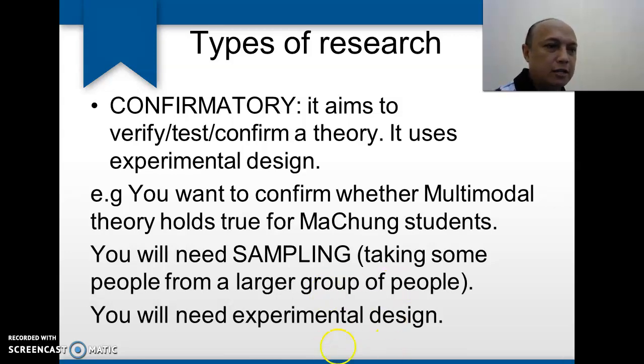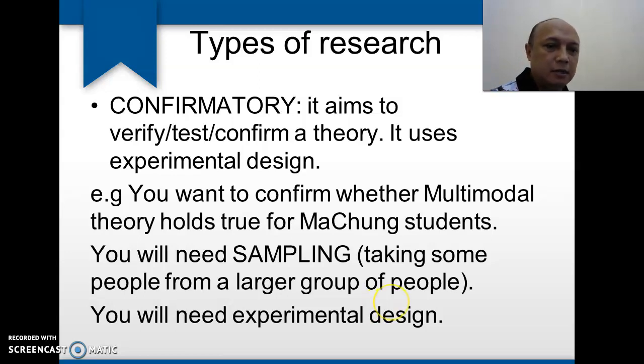And most likely, you will need an experimental design. Experimental design is basically you divide the participants into two subgroups, say group A and group B. In group A, you give a certain treatment, and in group B, you just leave it as it is. Then at the end of a period, for example at the end of a semester or an academic year, you run a test for both groups and compare which one scores higher. That's experimental design. Again, we are going to discuss this later.